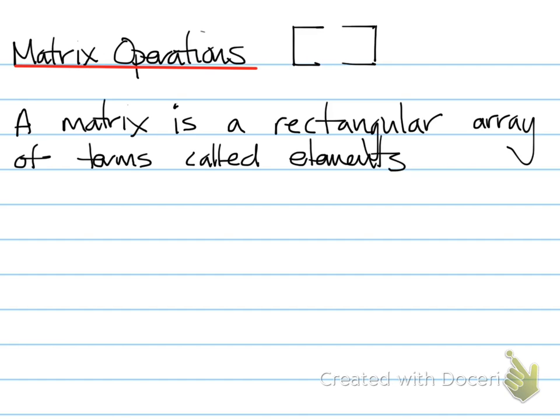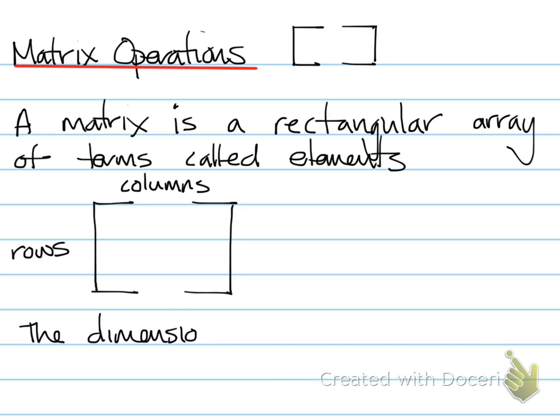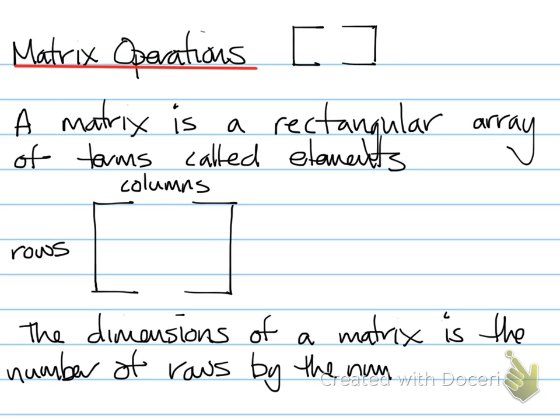A matrix is a rectangular array of terms called elements. All right, and it's important to identify the dimensions of the matrix. The dimensions of the matrix is always the number of rows, and the rows are horizontal, by the number of columns. Columns are vertical. So the dimensions of the matrix is the number of rows by the number of columns.